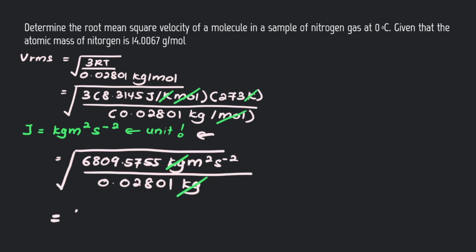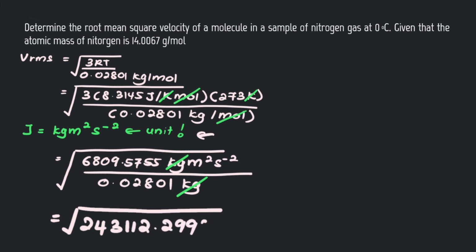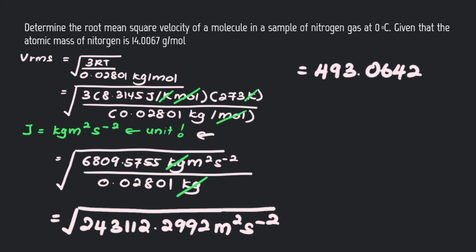So again, we are going to slash out any other things. So you will end up having the square root of 243112.2992 meters square per second square. Right, because this is a square root. So your final answer will be 493.0642, and look at the unit, it should be meter per second because you already did the square root. So this is the final answer for the second question.